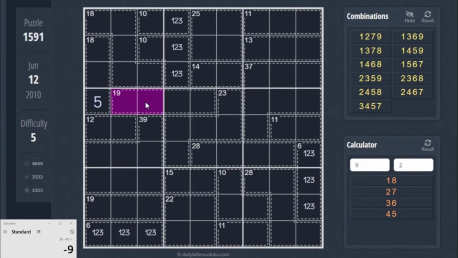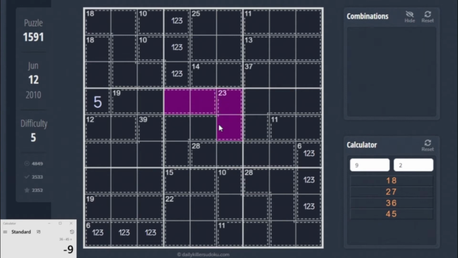So if we know that this section is 9, and the whole cage is 19, then these two cells are gonna be 10, right? 10 plus 23 is gonna be 33. And then we know that the whole section is 45, so 45 minus 33 is 12. So we know that this section is 12. There are so many possibilities. However, if we know that it's 12, and the whole section is 28, 28 minus 12 is going to be 16.